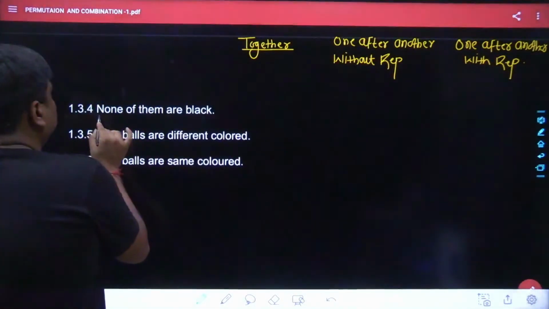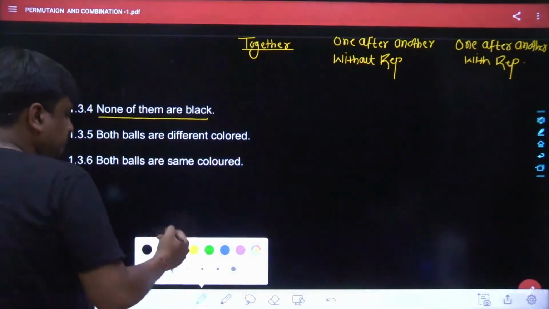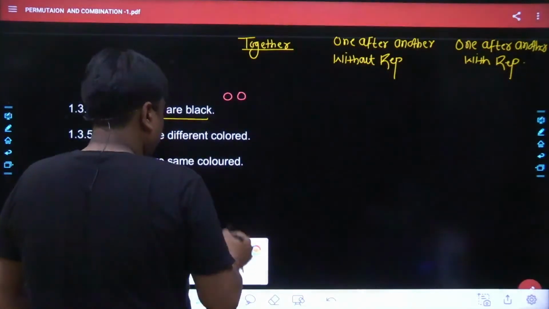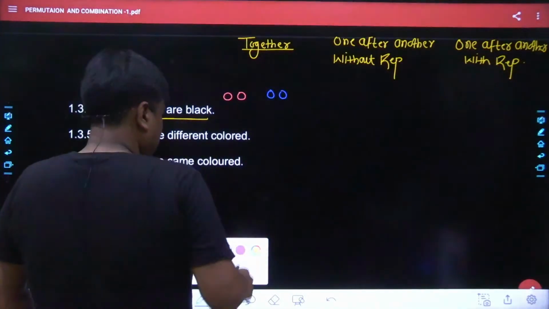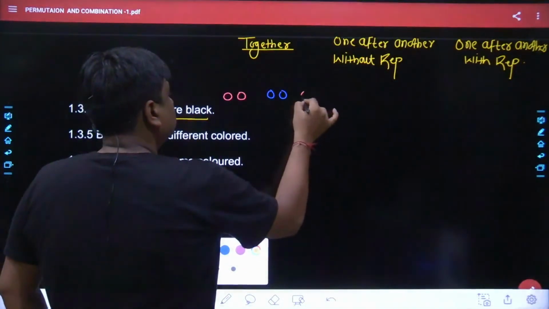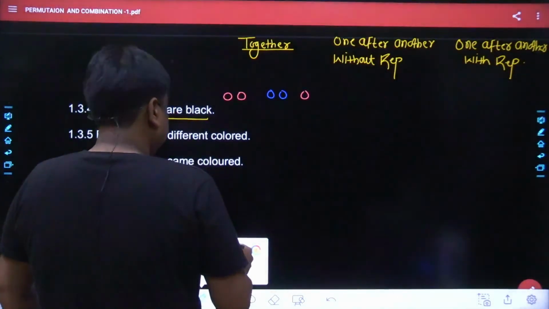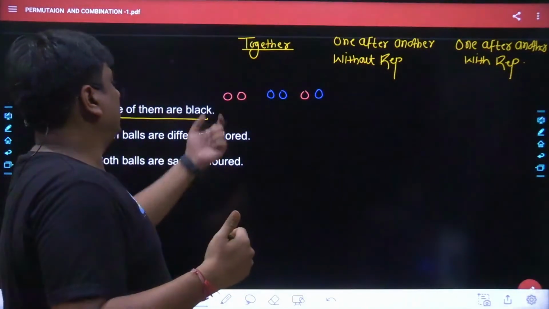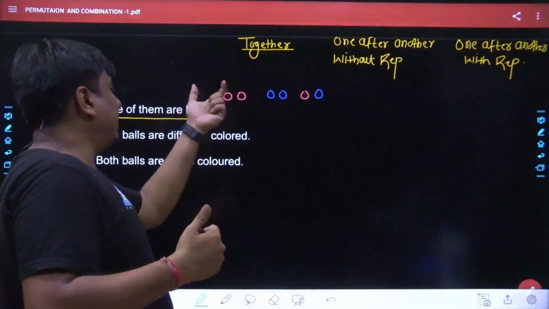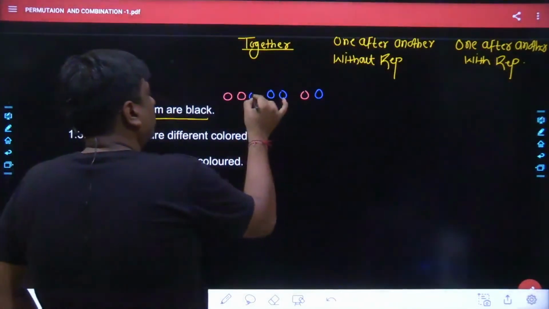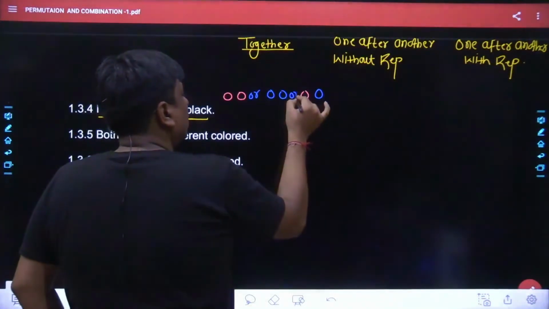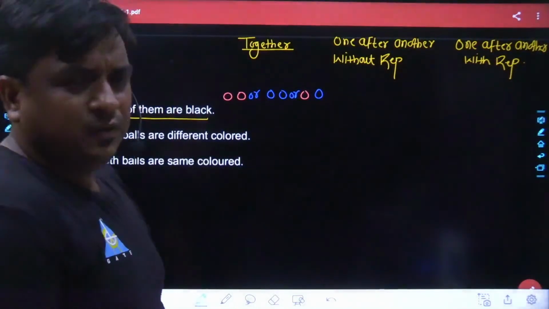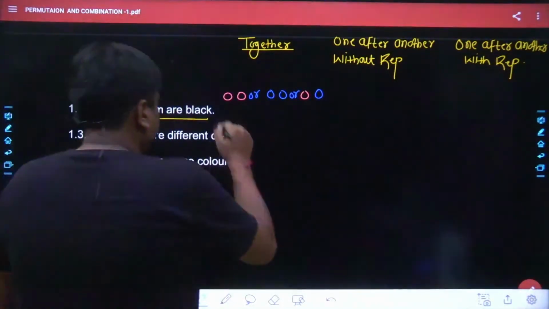None of them are black. What does that mean? That means both could be red, both could be blue, or one could be red and one could be blue. Or in common spoken language, if I try to say, both are red, or both are blue, or one red, one blue. And as the selection has been made together, it is a very easy question. See, both are red.